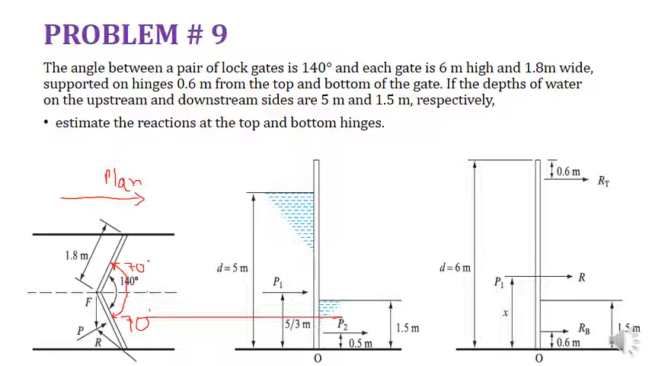Then each gate is 6 meter high and 1.8 meter wide. The width we can see in the plan view, so in the plan view it is 1.8 meter. Now what about the height? Height we can see in the front view. So in the front view we can see the height, and the total height of these gates is 6 meters.